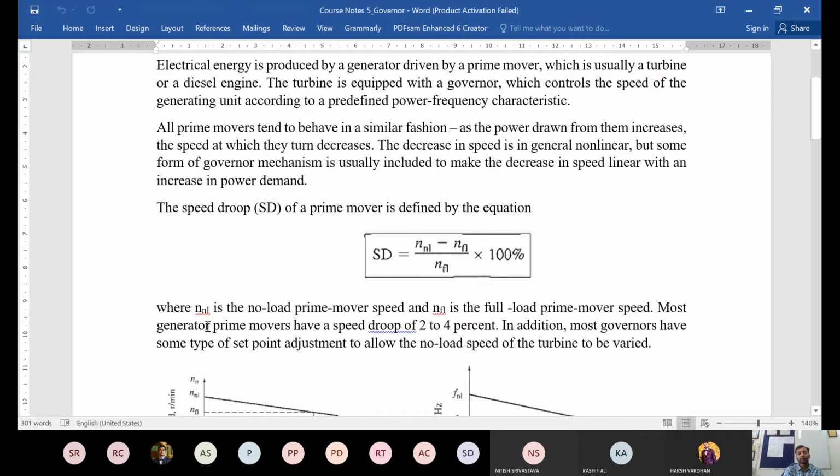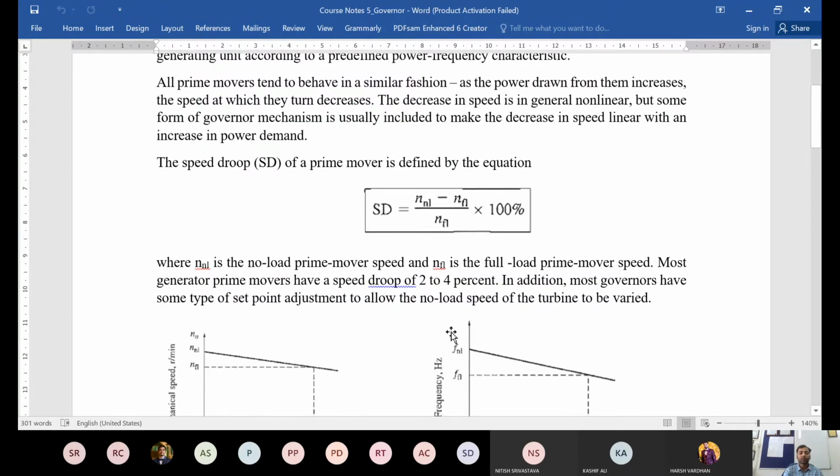So now most generator prime movers have a speed droop of 2 to 4%. As you can see, that value is not really high. The speed droop is in a very small range. So basically, if you throw off the complete load from full load, the speed can accelerate, but only in a small range, 2 to 4%. In addition, most governors have some type of set point adjustment to allow the no load speed of the turbine to be varied. So the no load speed itself can be adjusted.